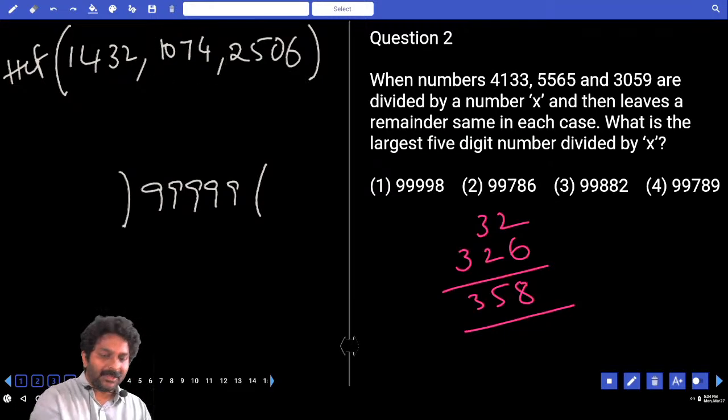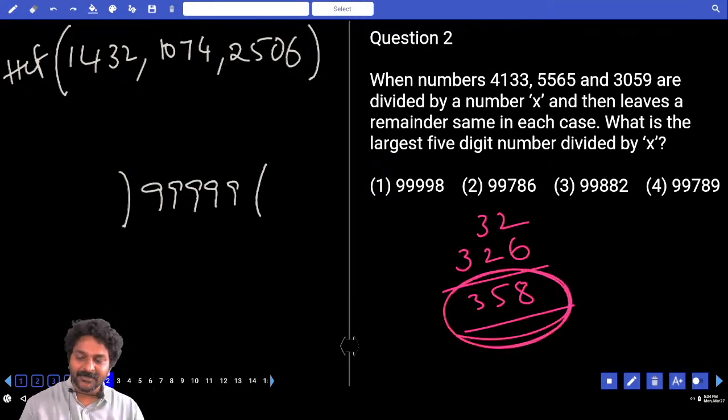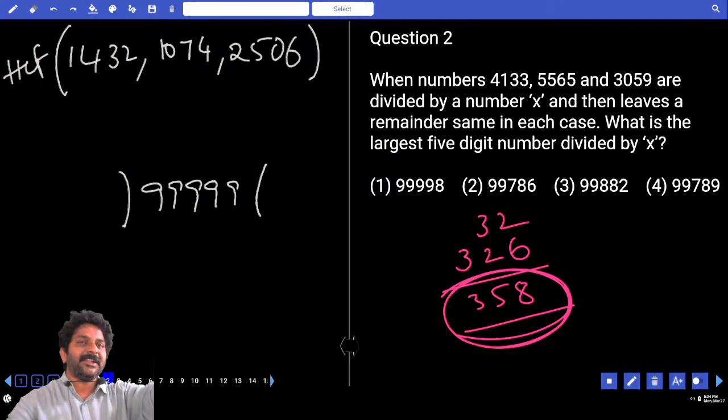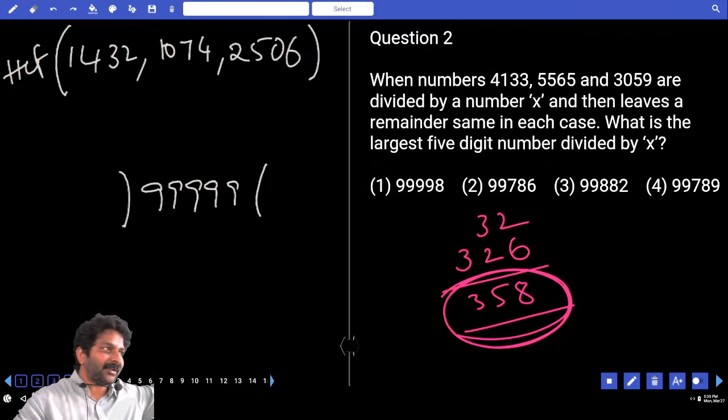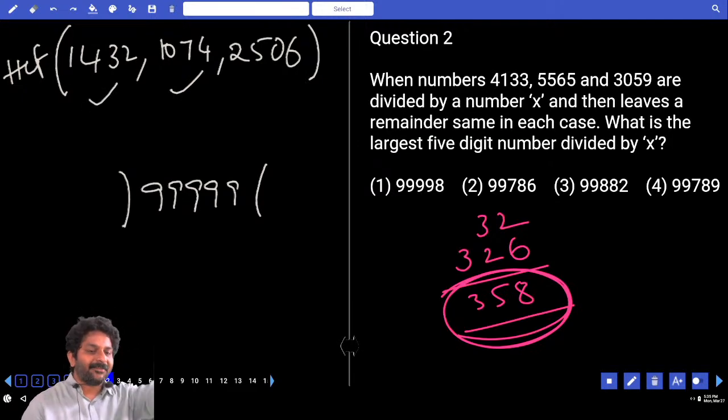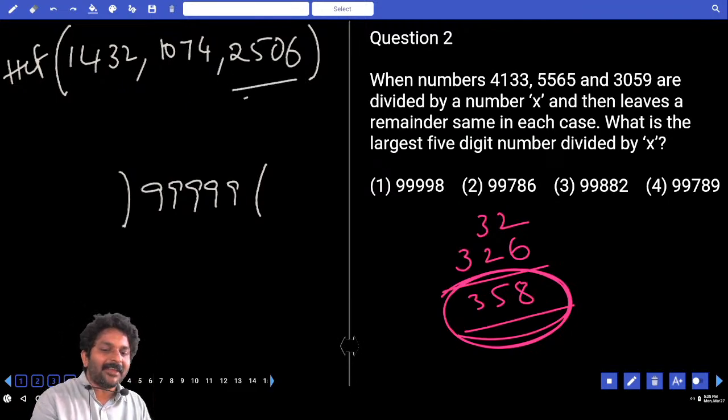1074. Approximately how many times? 3 times. Let's see. 350 3 times is 1050. 8 3 times is 24. 1050 plus 24, that is 1074. Yes? If it is a multiple, the first number is also definitely a multiple. Why? Because the difference is 358, so if this is 3 times then that is 4 times, right? Now this must be verified again.